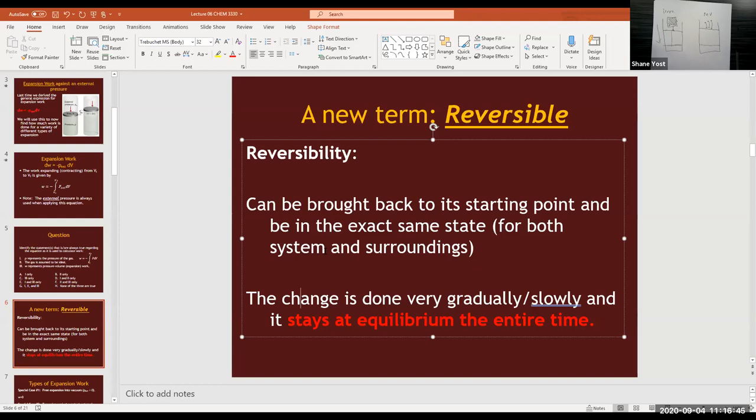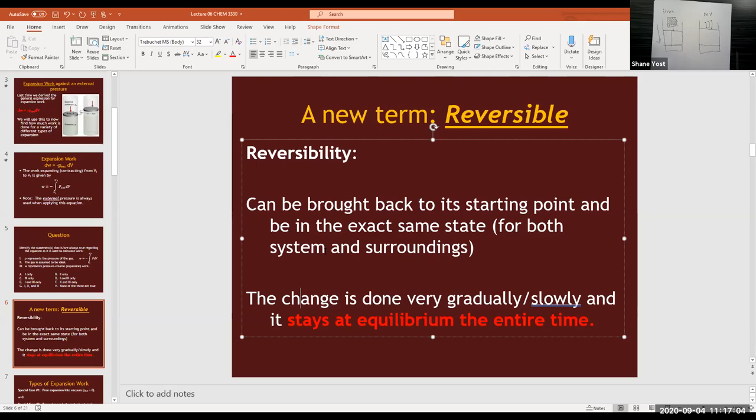And it's only when you do your change maintaining equilibrium the entire way that you are able to bring the system and surroundings back to their original point. If you do not maintain this equilibrium between your system and your surroundings, then when you do this change, it will be irreversible, okay?